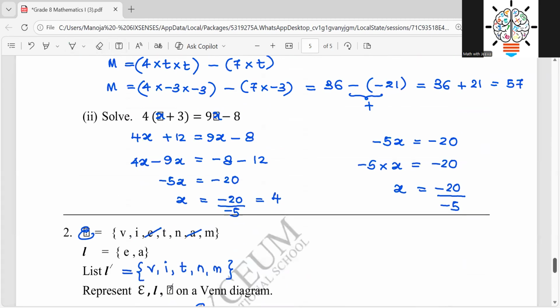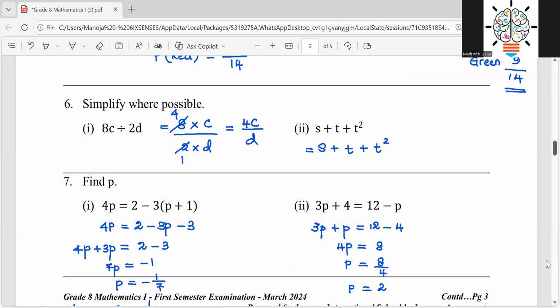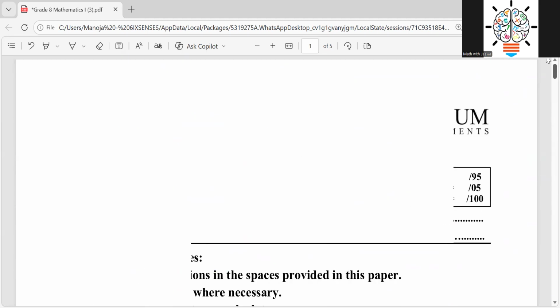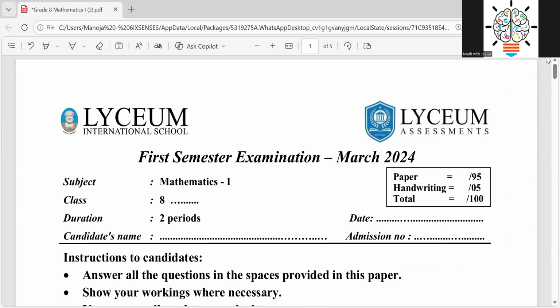So this is the 2024 semester examination paper 1. Right? So then we need to discuss paper 2 also, right? So this is March 2024 first semester examination paper 1.